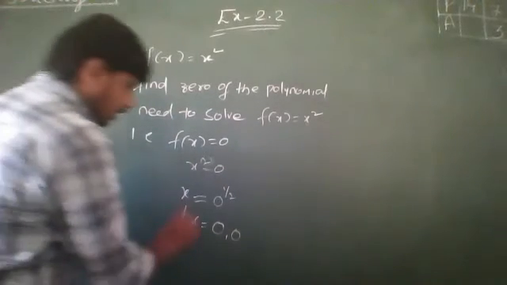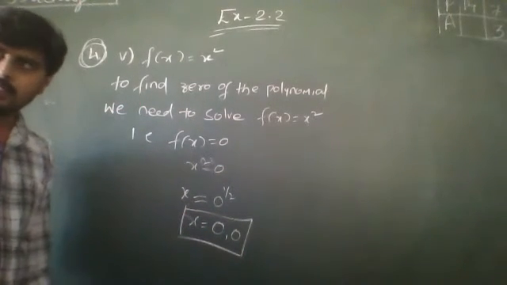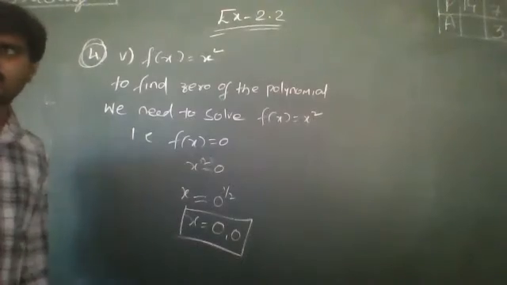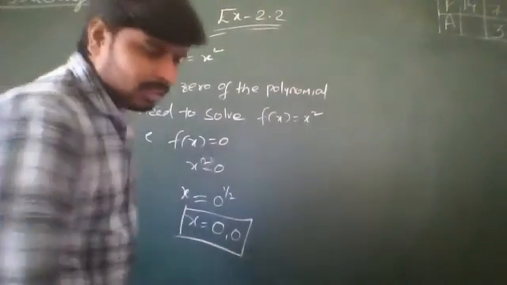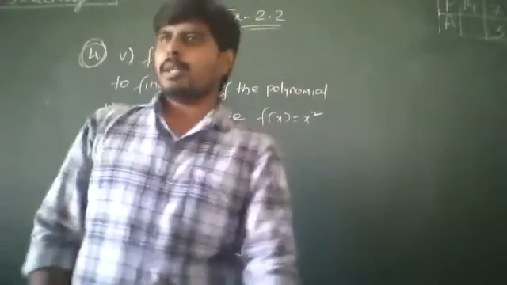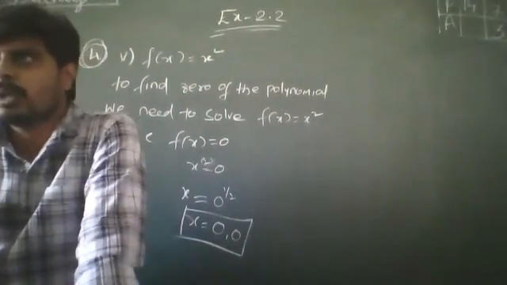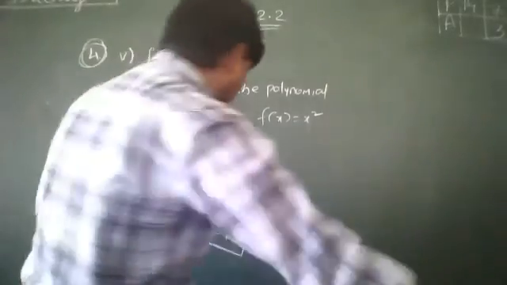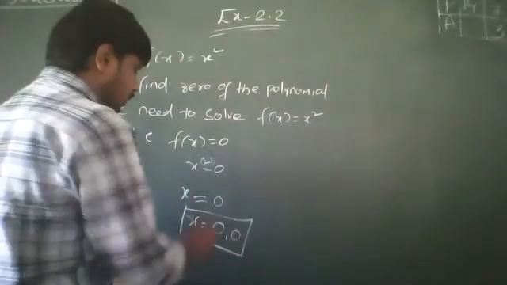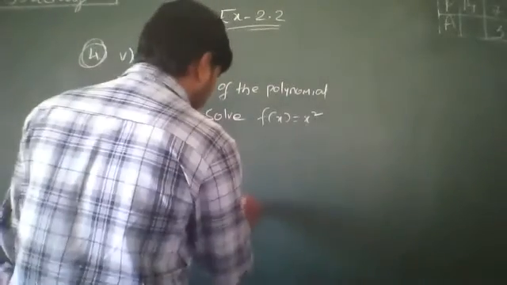0 is a zero. Anything to the power of 0 is nothing but 0 only. Actually, we can write this like this: root 0, it becomes 0 to the power 1/2.